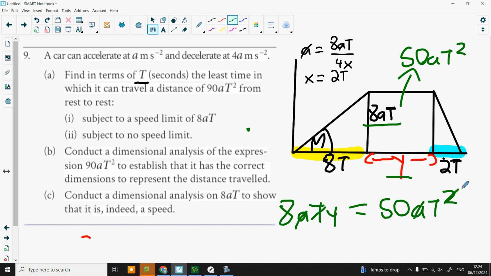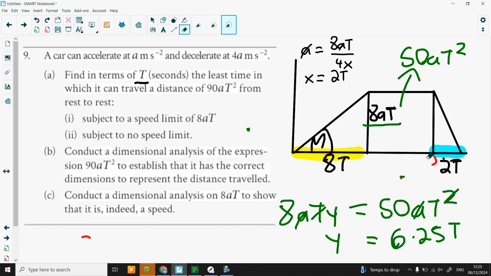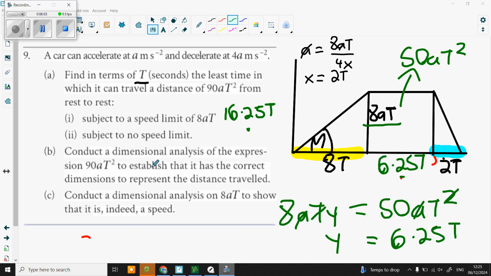One of the t's will cancel. 50 divided by a. Yeah, we'll take that. 6.25t. Now what does it want from me? Find the least time. So what do we say y was again? 6.25t. Add them all together. Your 8t plus your 2t plus your 6.25t. We cool? Okay.